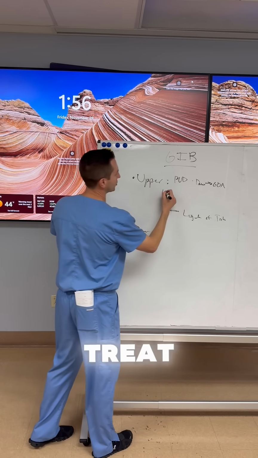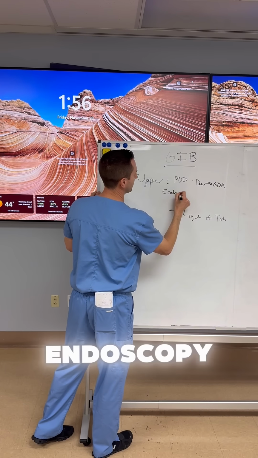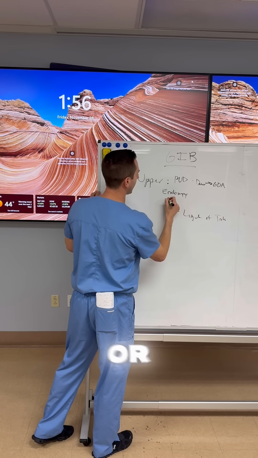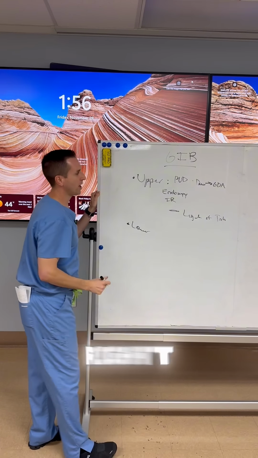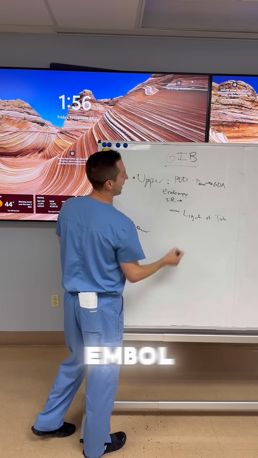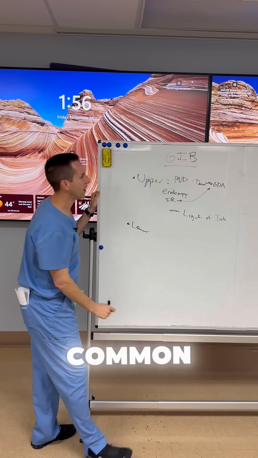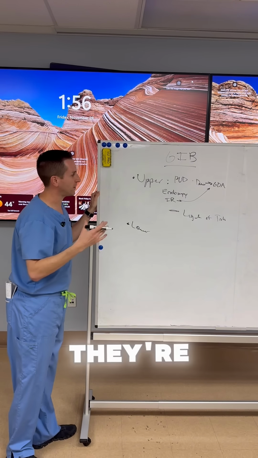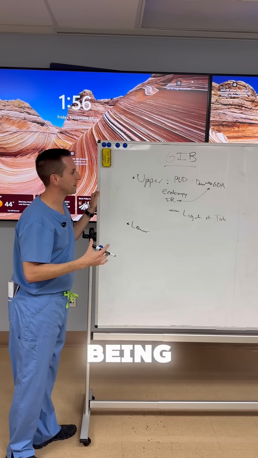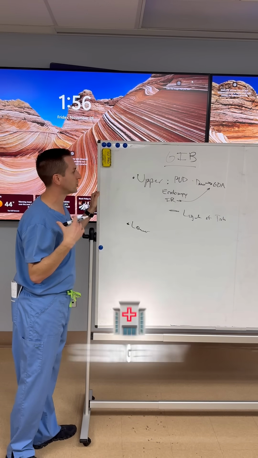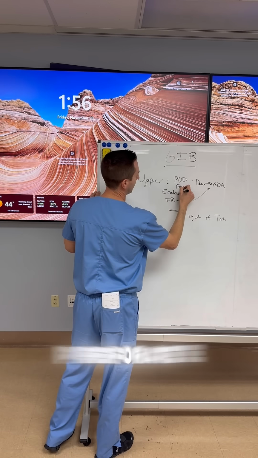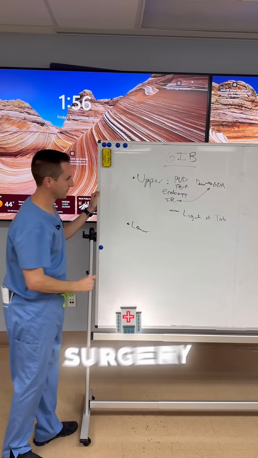So we treat these things with upper endoscopy or IR interventions, right? IR can come and do an angioembolization of like the GDA, which would be most common. Or eventually, if they're still hemodynamically unstable, being resuscitated, they come to us for surgery. Or if they perforate, they would need surgery, okay?